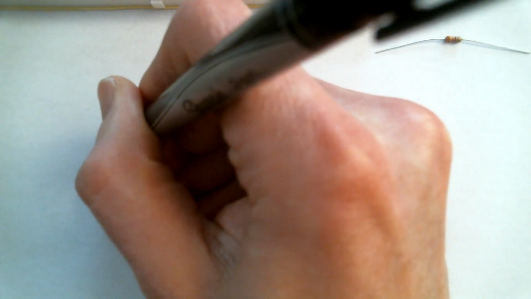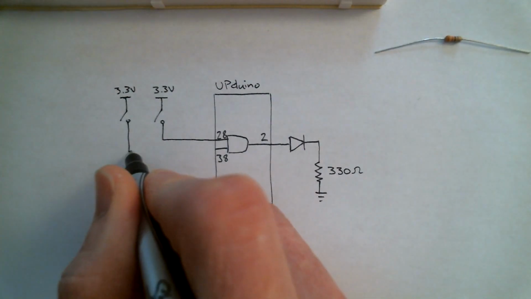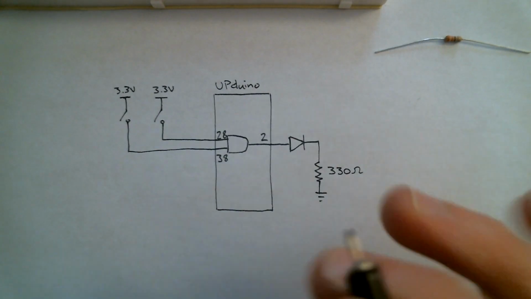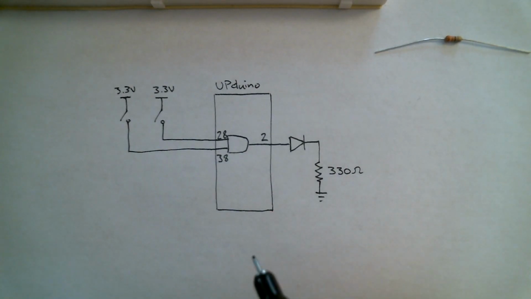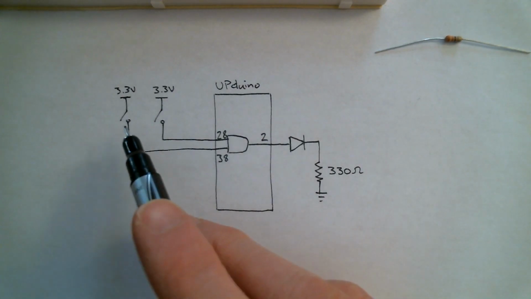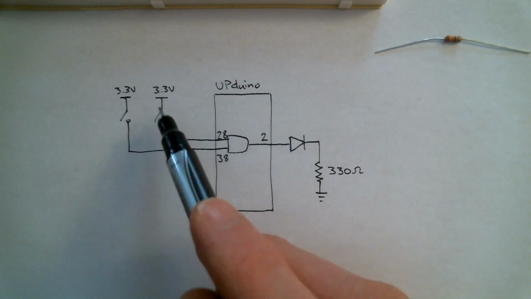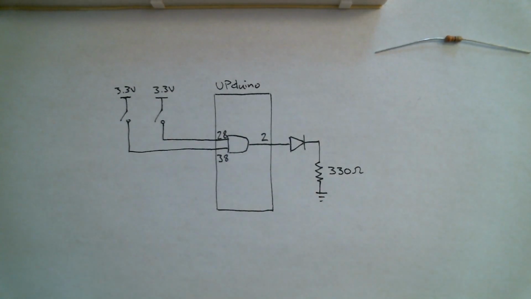And I'm using 3.3 volts because that's the standard high voltage for the UPduino. So you'll see different microcontrollers and different FPGAs use different voltages. 5 volts used to be a common standard, and now most things have shifted towards 3.3 volts. Even smaller microcontrollers will often use 2 volts or even 1.2 volts. Okay, so we've got these 2 switches, and when the switch gets pushed, then one of the inputs or the other input or both will get connected to the 3.3 volts.